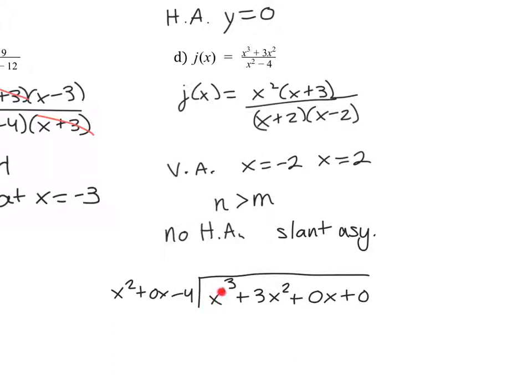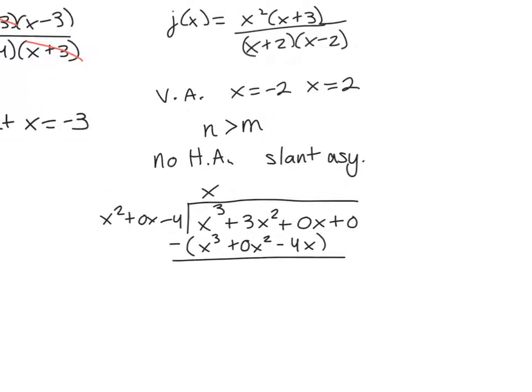So I'm going to start dividing. Here I have x cubed divided by x squared, which is x. We're going to multiply going around, and then we're going to subtract. So this leaves me with 3x squared plus 4x plus 0. And I can do one more round.